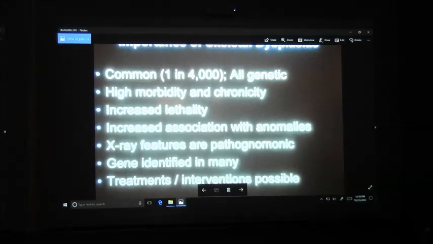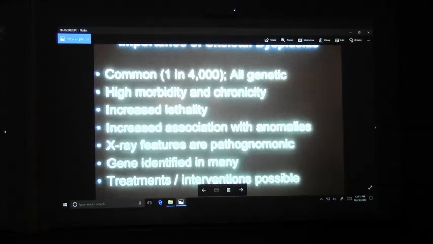So when you see someone, if they've not had recent x-rays or if they're newborns, they need to get x-rays immediately because that's where you'll confirm the diagnosis. It's like a molecular test almost. And the gene in many of these conditions, because they're genetic, has now been identified. And there are treatments and interventions possible. There are many more now than there used to be. There used to be none. And now we start to have better ways of treating these patients and helping them do better.